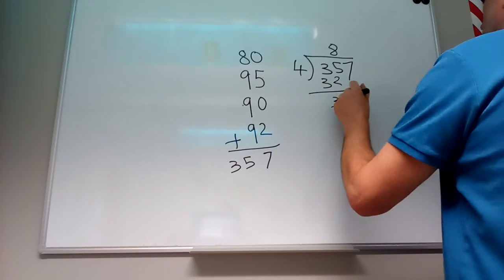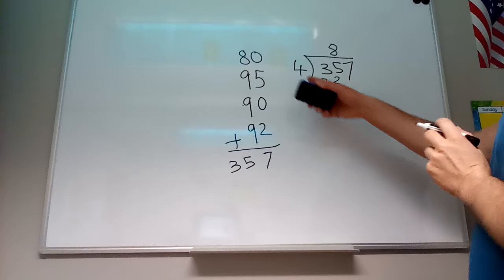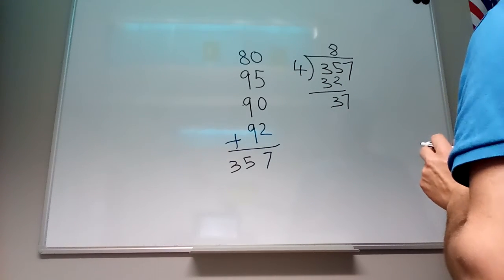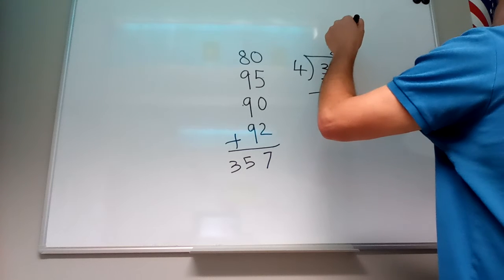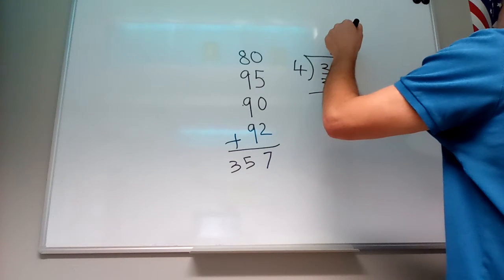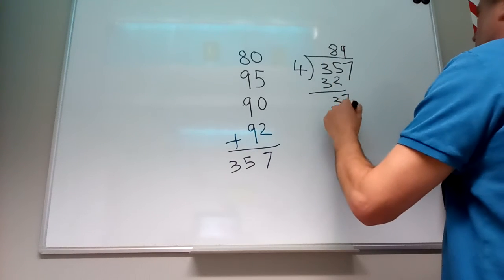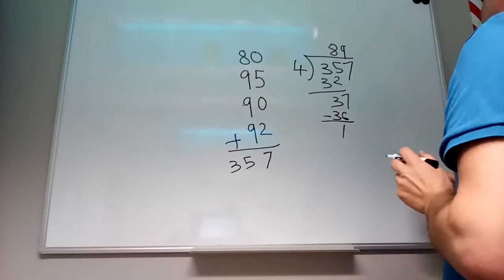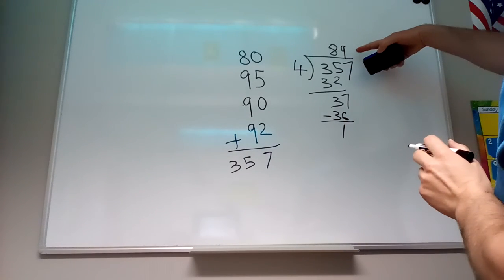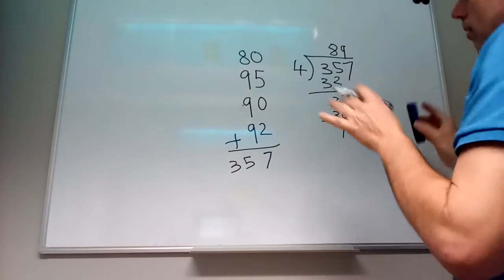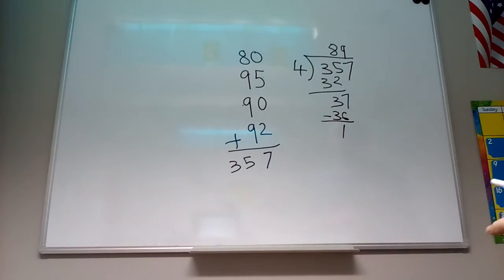We're going to bring down our 7. Now, how many times will 4 go into 37? It'll go 6, 7, 8, 9 times. 9 times 4 is 36. And there'll be a remainder. So you've got an 89 with a remainder of 1. I've just picked some random grades here.